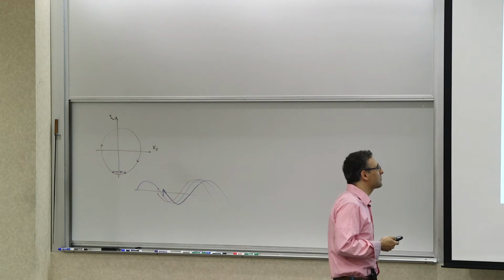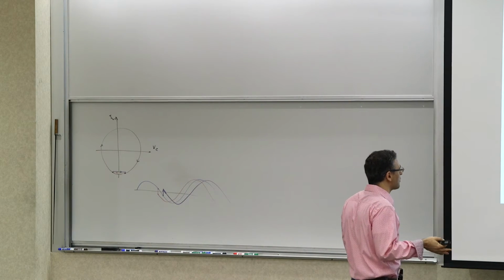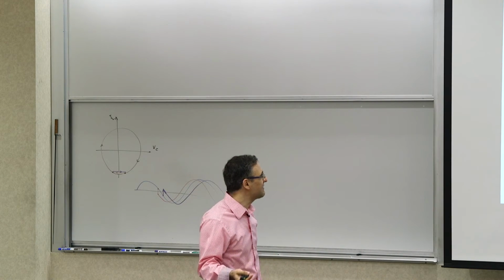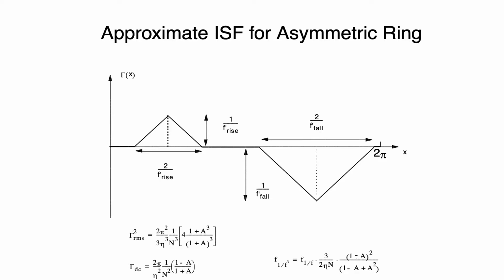Now, there's another aspect to this, which is the upconversion of low frequency noise, the 1/f noise part, which is determined by the DC value of the ISF. You can do a similar calculation for an asymmetrical ISF and calculate the gamma DC and gamma RMS.